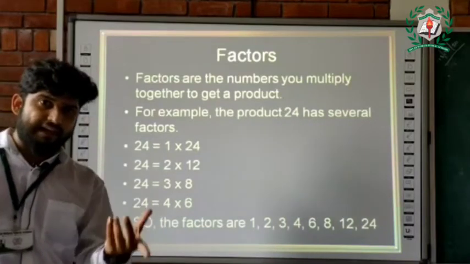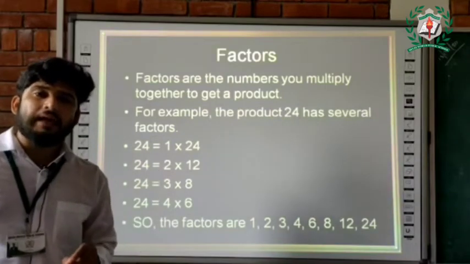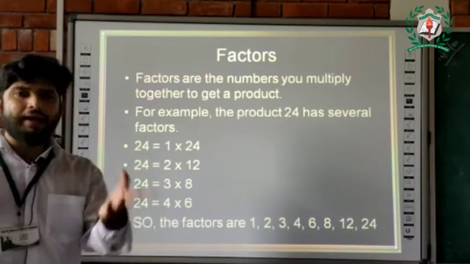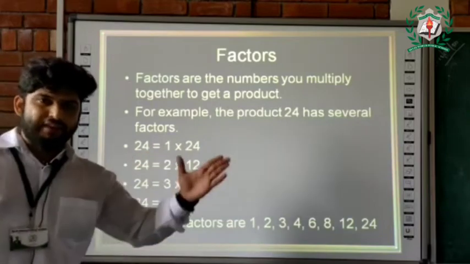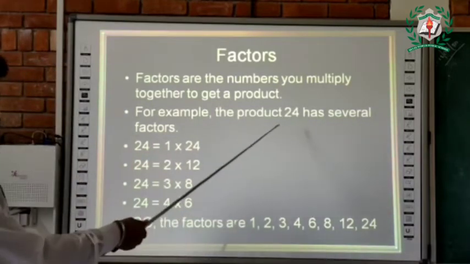Listen to me carefully once again. Find the numbers by which 24 is completely divided. 1 and 24 itself. These are fixed. Now find the other numbers. Is 24 divisible by 2? Yes.